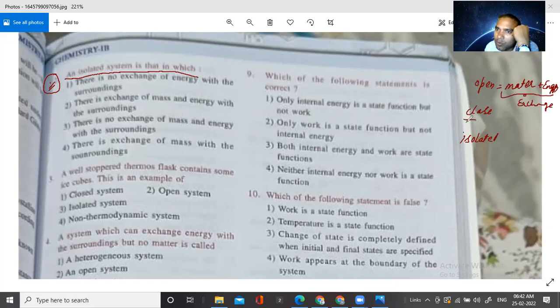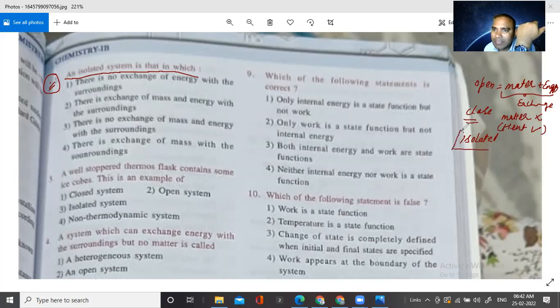In a closed system, matter is not going to exchange. Suppose there is a cooker; you can't exchange the matter. But heat can be exchanged. If you are talking about heat or energy, it is going to be exchanged, like a hot metal pot becoming cool.